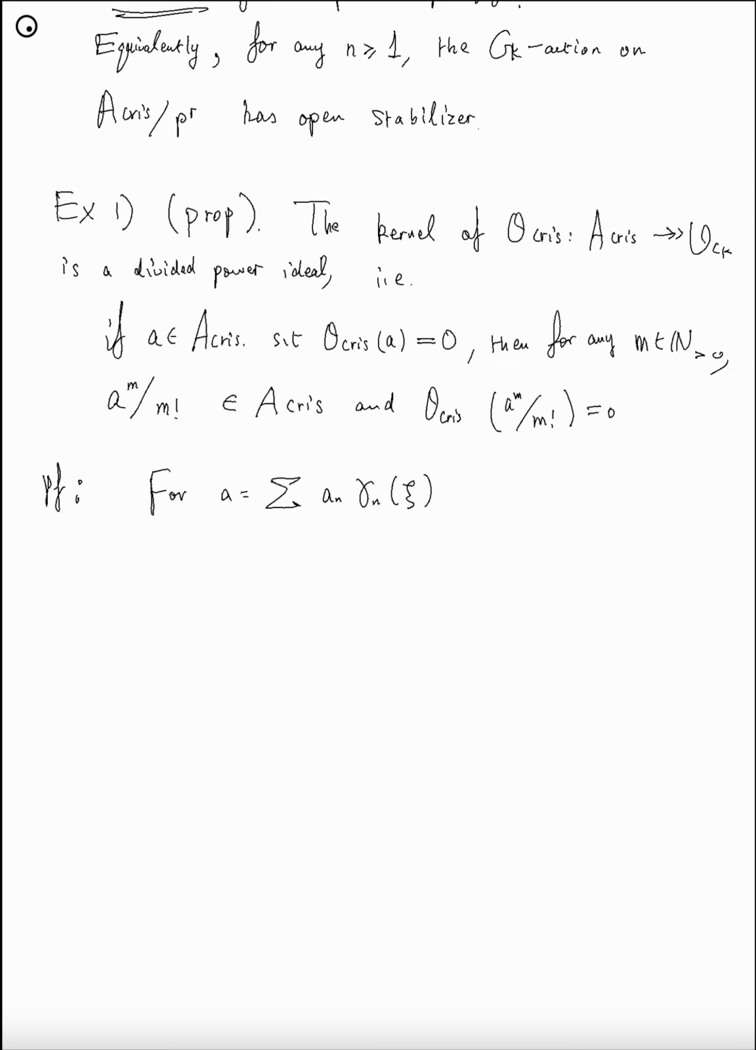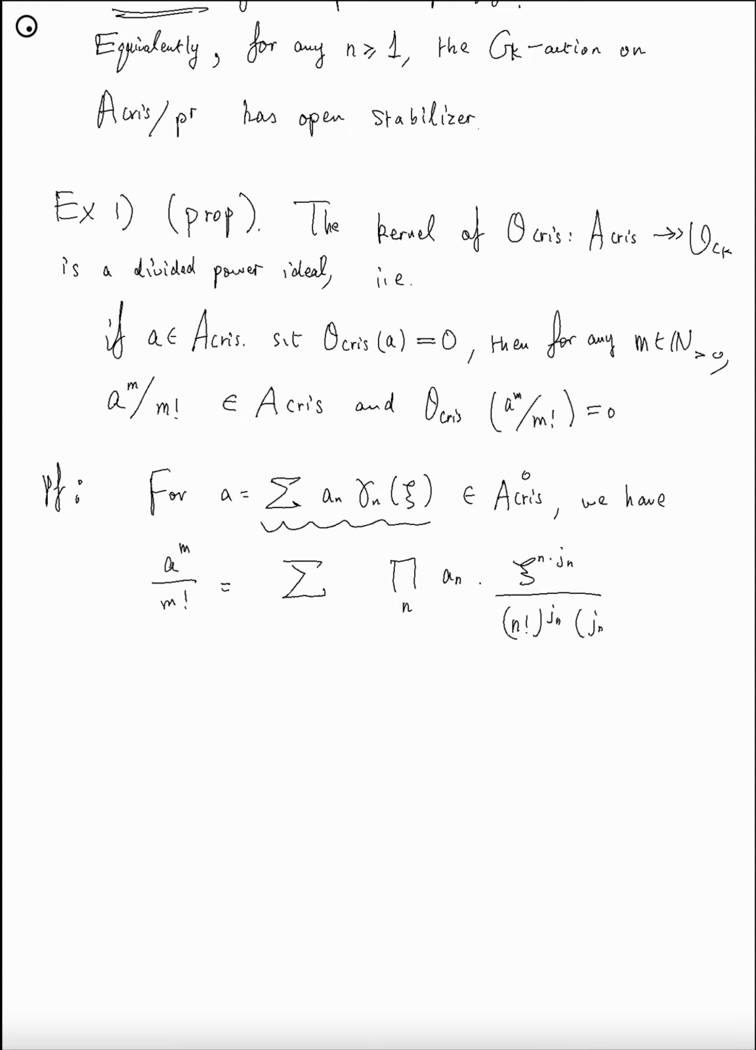So divided power in A_inf. This is a finite sum in A_inf, right? We have a to the power m over m factorial equals, so this is a to the power m, and a is this. So this would be the product of a_n, c_n times j_n over n factorial to the power j_n factorial.